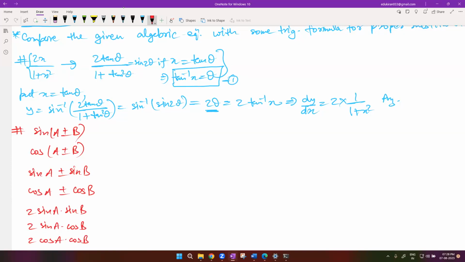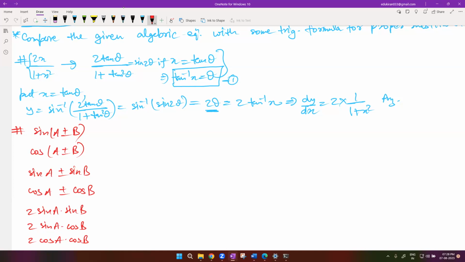You can also write it as cos a sin b, but both are the same thing. Right? 2 sin a cos b. I mean, whether you write sin first or cos second, or cos first or sin second, that doesn't matter. You just have to understand the expression.